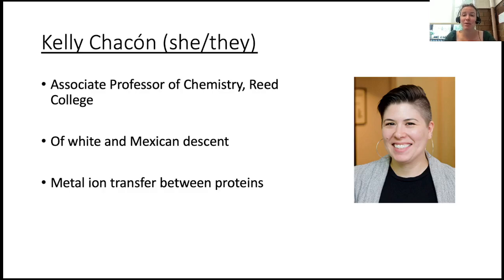So today is going to be the first time we really have a clear example of an enzyme that uses a metal ion to perform catalysis. And Kelly studies how metal ions are put into proteins, are transferred from one protein to the next. Cool stuff.